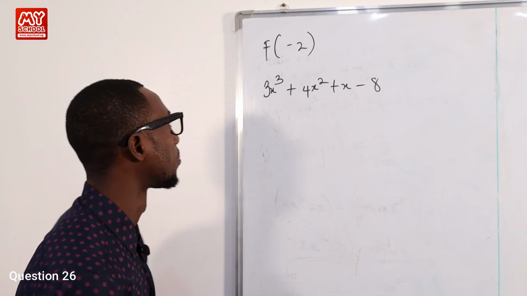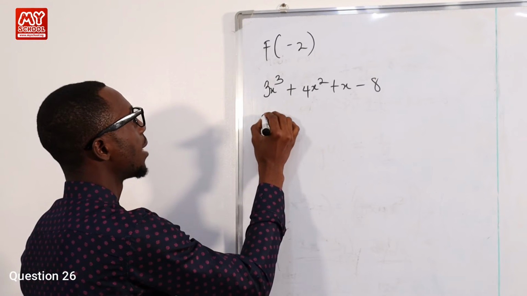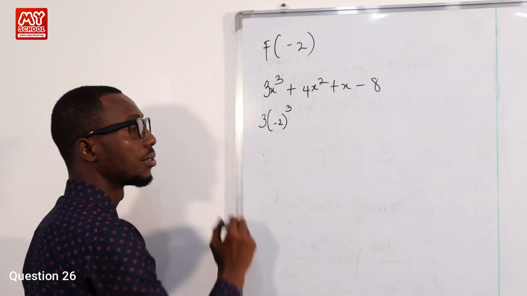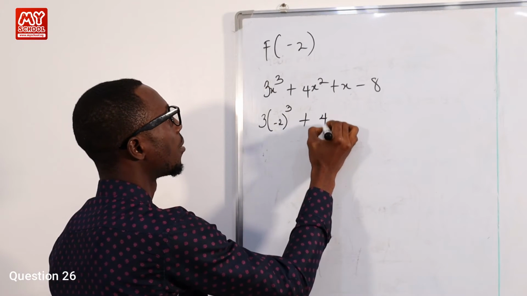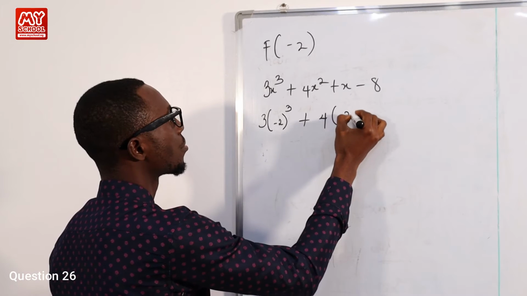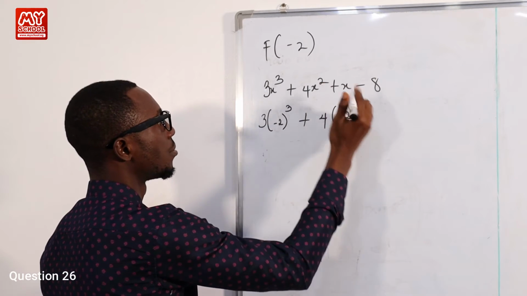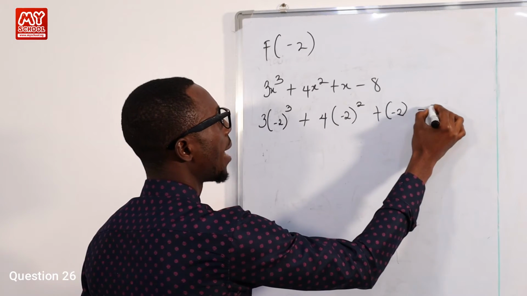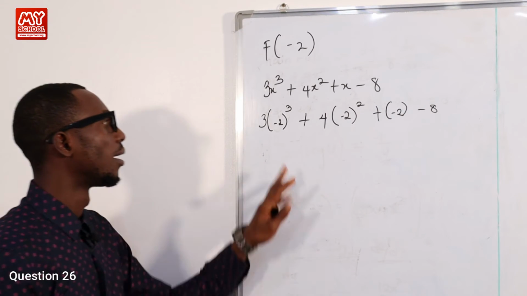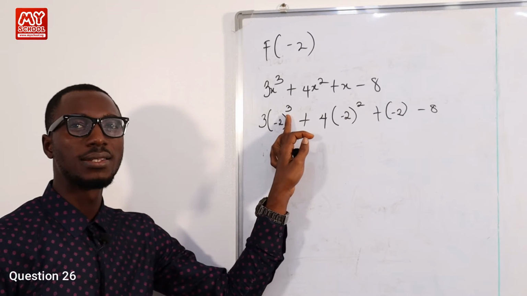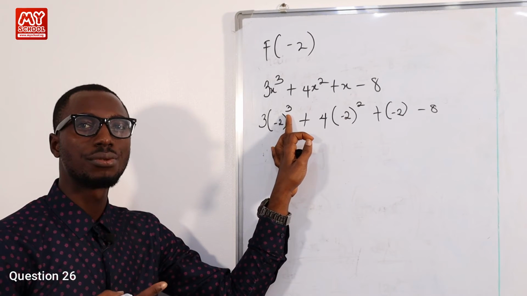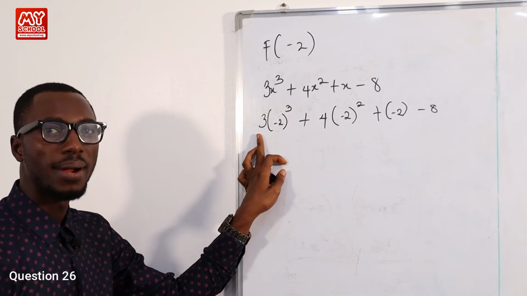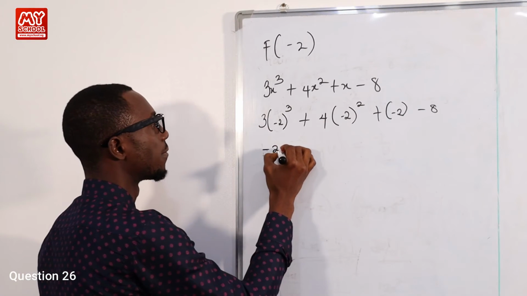So we proceed. That implies 3 into brackets minus 2 raised to the power of 3 plus 4 into brackets minus 2 raised to the power of 2 plus 2 into brackets minus 2, then minus 8. Minus 2 raised to the power 3 implies minus 2 times minus 2 times minus 2, that is minus 8, multiplied by 3, that's minus 24.